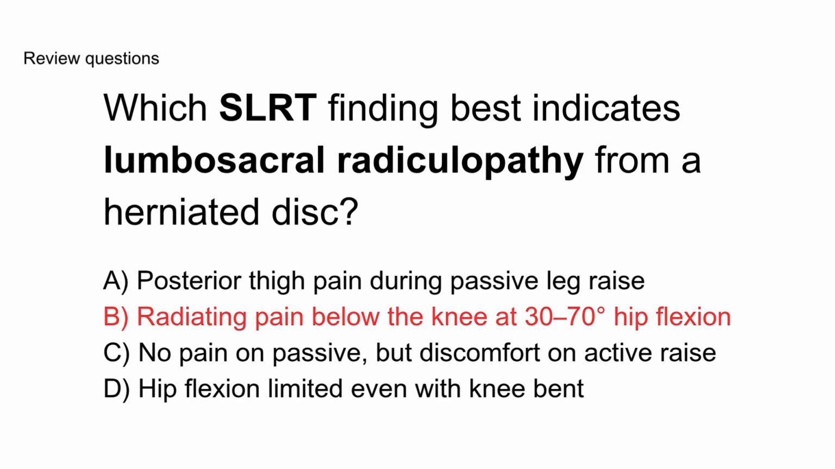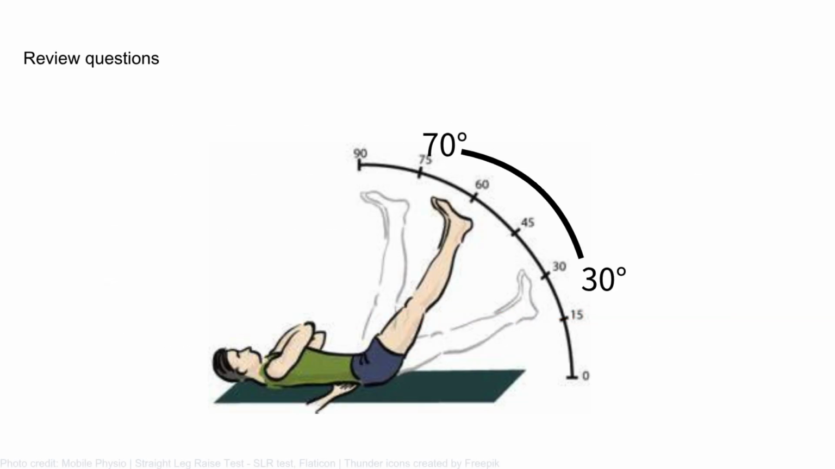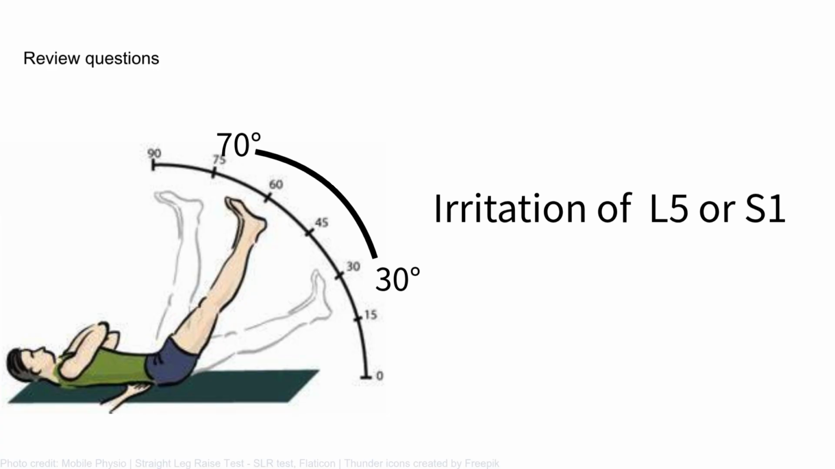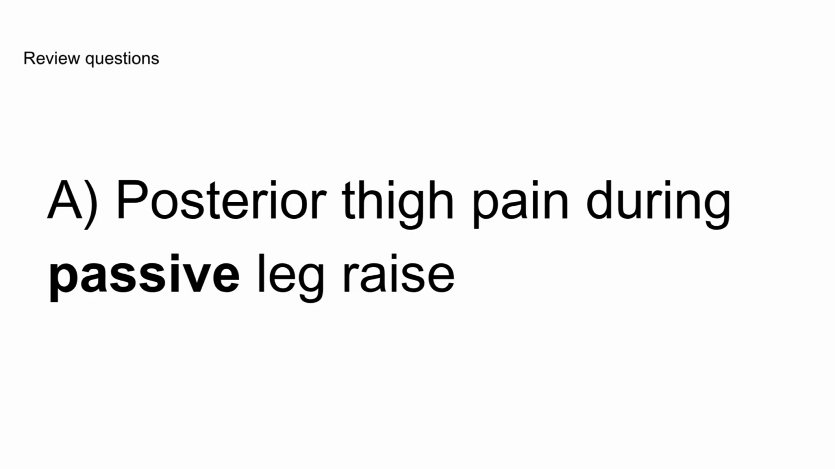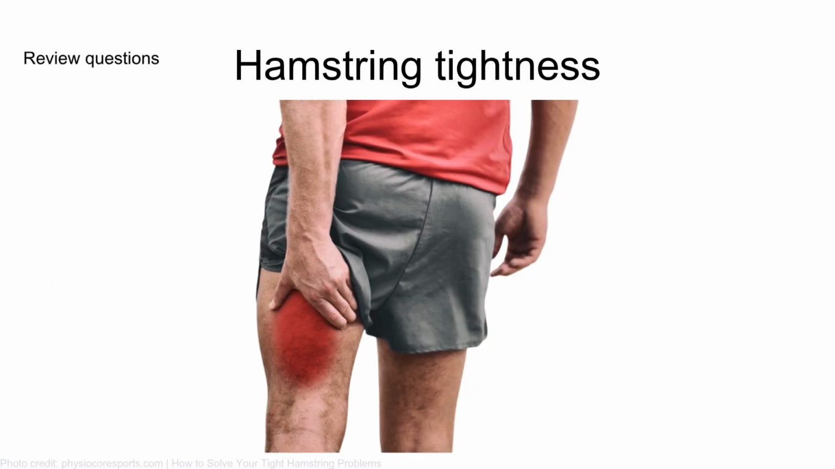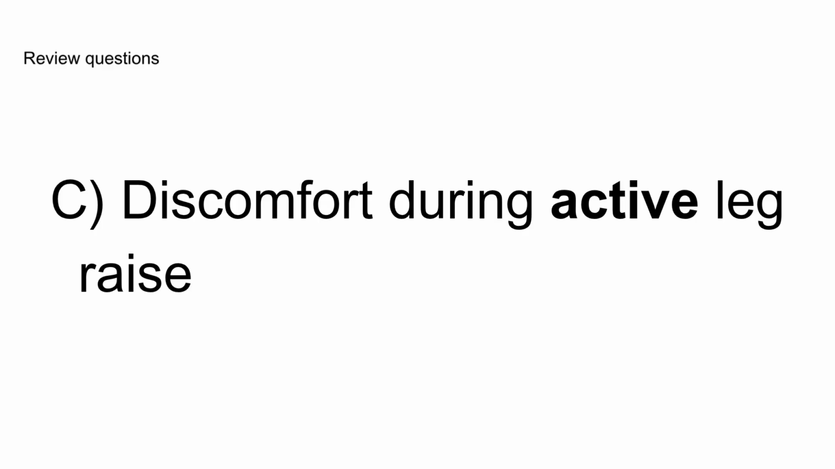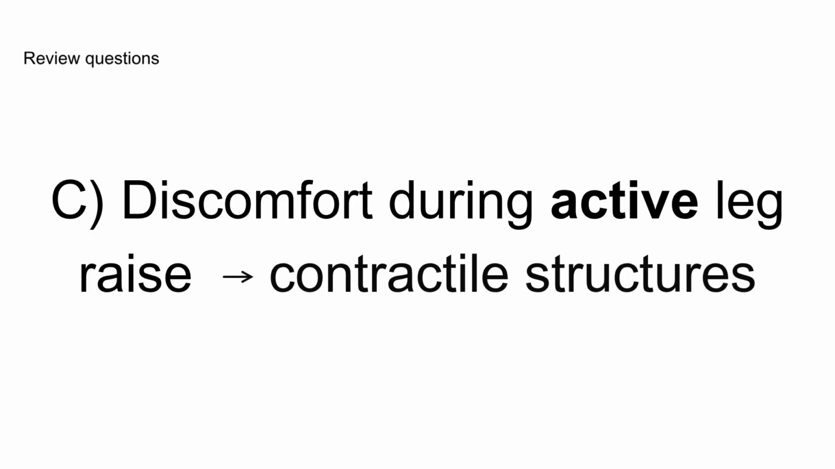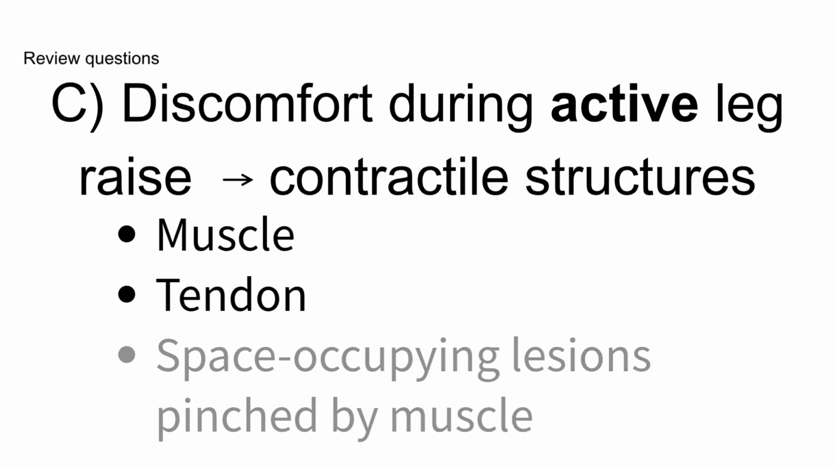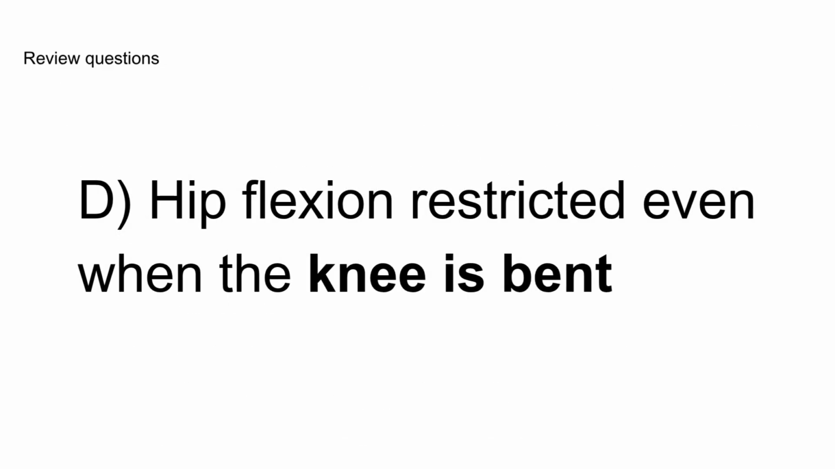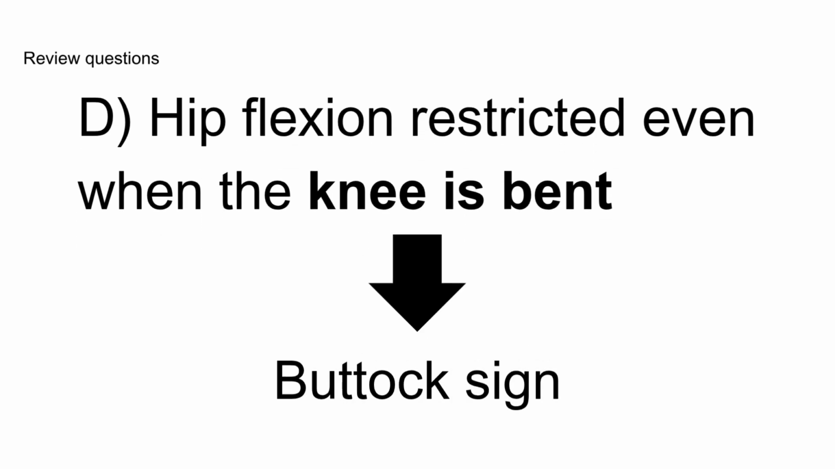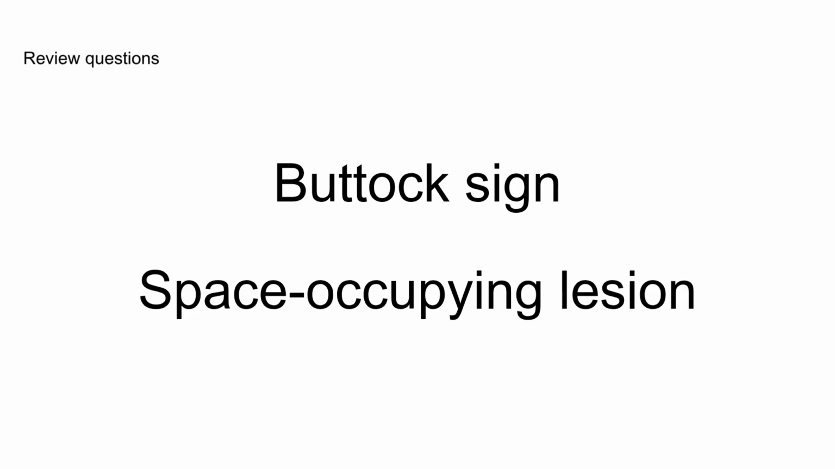The answer is B. Pain radiating below the knee between 30 degrees and 70 degrees of hip flexion. This range is sensitive for detecting L5 or S1 nerve root irritation, typically due to a herniated disc. A. Pain localized to the posterior thigh during passive leg raise typically reflects hamstring tightness, which can also be seen in the unaffected side. C. Discomfort during active leg raise suggests that the problem may stem from contractile structures such as muscle, tendon, or space-occupying lesions being pinched by muscle. D. Hip flexion restricted even when the knee is bent suggests the buttock sign, which may point to a space-occupying lesion in the buttock or pelvis.